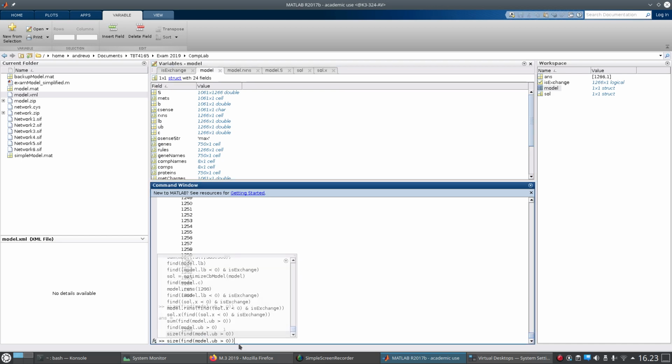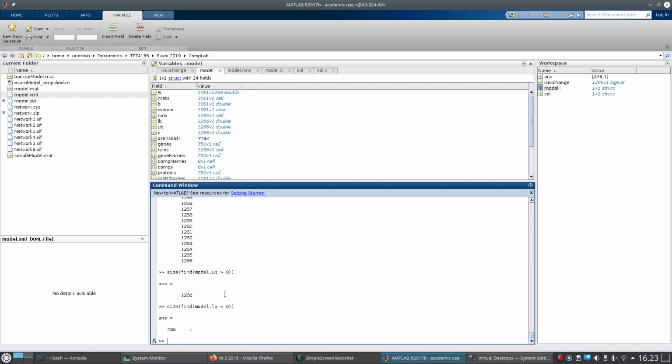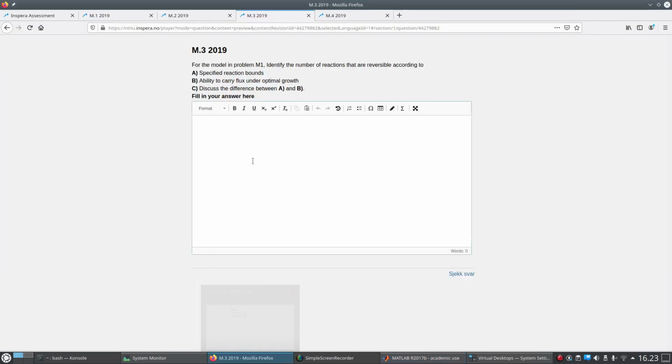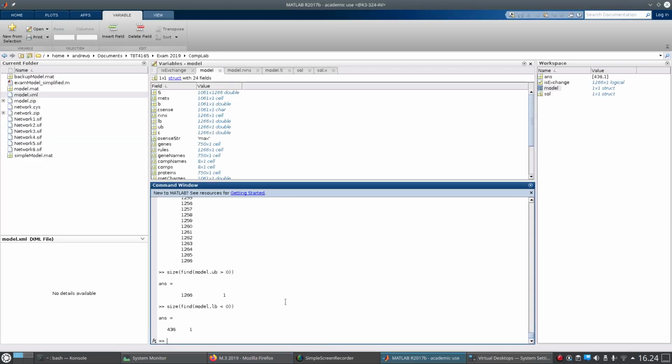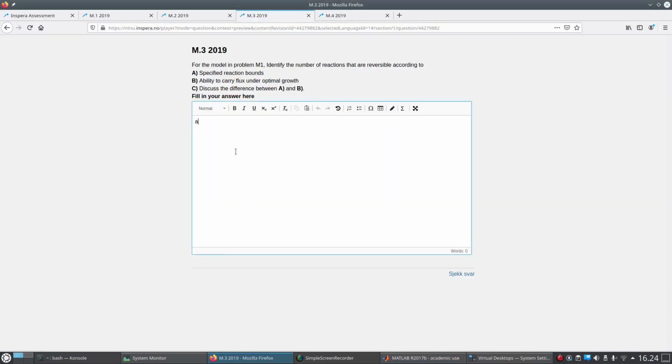So now let's do it the other way around. Find the ones that have a negative lower bound. Find like this. And we find 436 reactions with both a positive upper bound and a negative lower bound, which means they are reversible according to the specified bounds. So again, 436. So we find 436 reactions that are reversible under the specified reaction bounds. I got a little bit ahead of myself here.